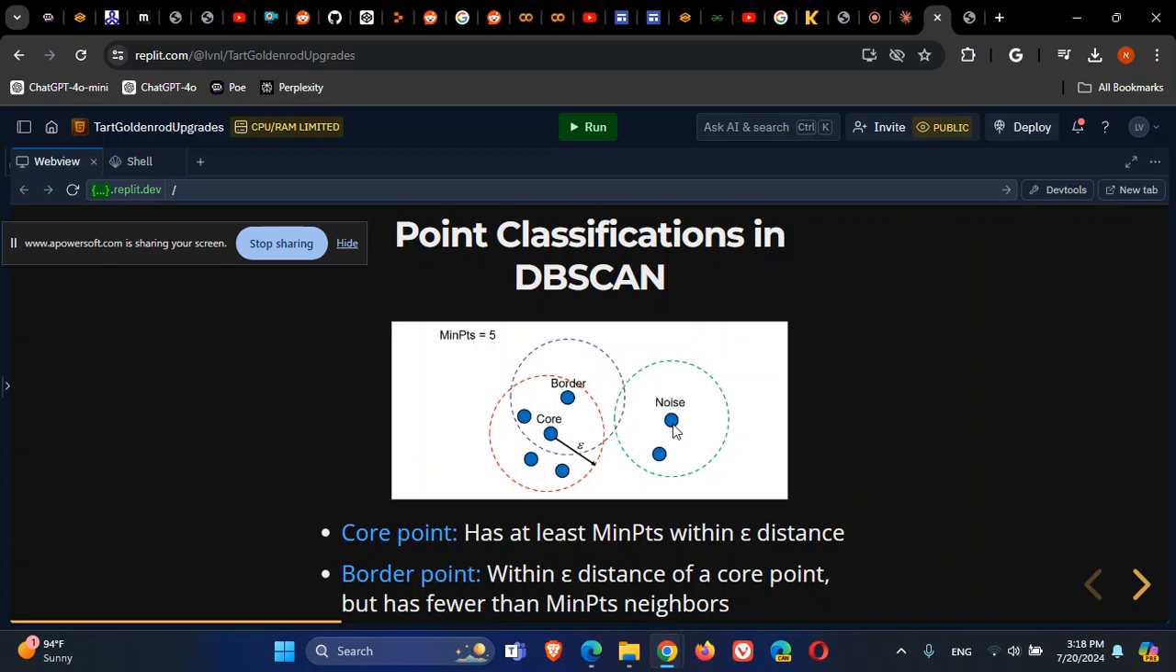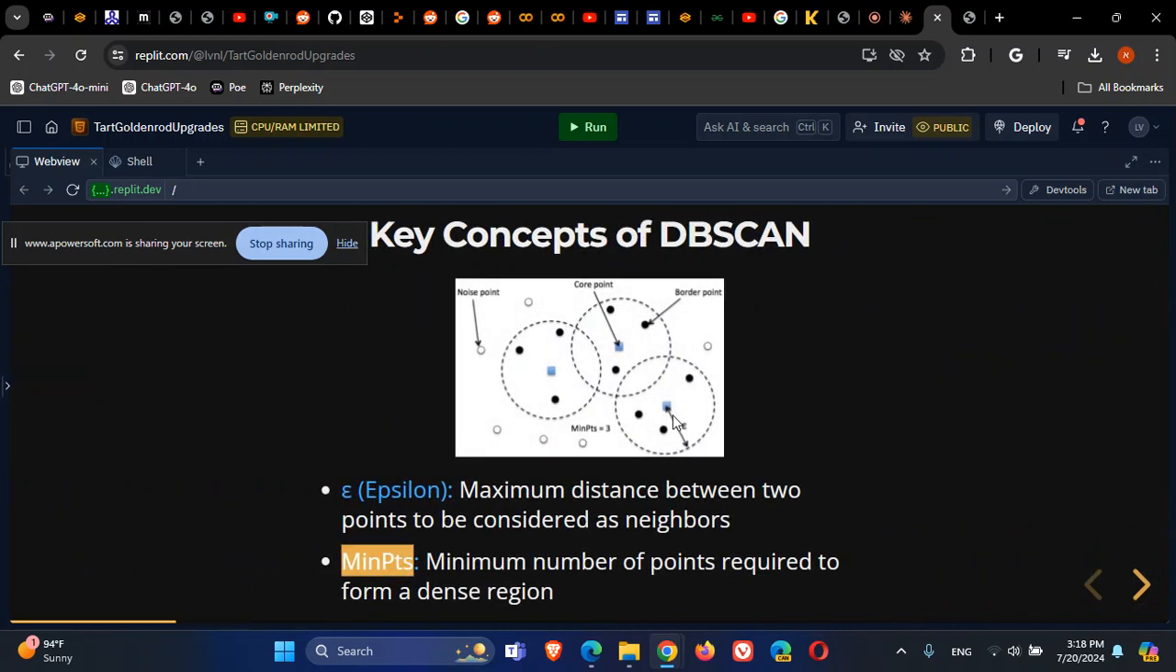Now, how do we form a cluster? Here we have min points of 3, it's a little bit little, and a radius of epsilon. So to form a cluster, what we are doing is looking for a core point. Here, this is a core point. We have min points of 3. It has at least 3 points around it, let's include itself. And so we started a cluster here.